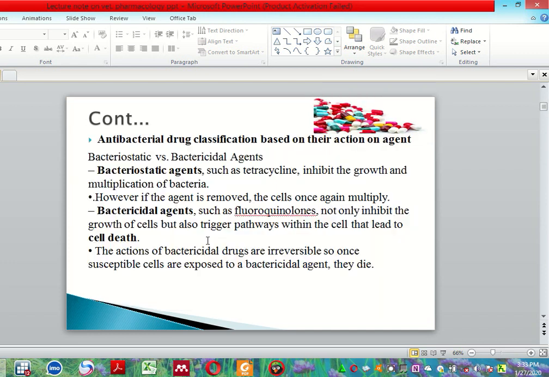When you see the difference between bacteriostatic versus bactericidal drugs, bacteriostatic agents such as tetracycline inhibit the growth and multiplication of bacteria. However, if the agent is removed, the cells once again multiply. Bactericidal agents such as fluoroquinolones not only inhibit the growth of cells but also trigger pathways that lead to cell death. So the action of bactericidal drugs is irreversible.